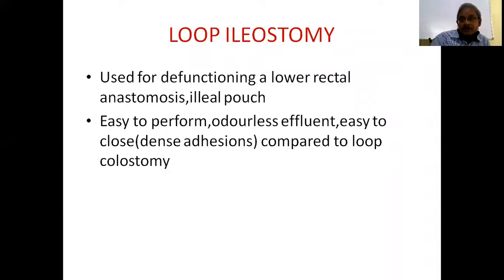Anyway, compared to loop colostomy, it is easy to perform, comfortable to the patient because the effluent is relatively odorless, and easy to close. Nowadays, whenever we give an external appliance, we use odor-free options, something like Odonil. Second, 1 or 2 piece external appliances and permanent appliances are available, and they contain some charcoal-like material through which air is filtered out, so the odor is minimized for the patient. It depends on the external appliance we are using.